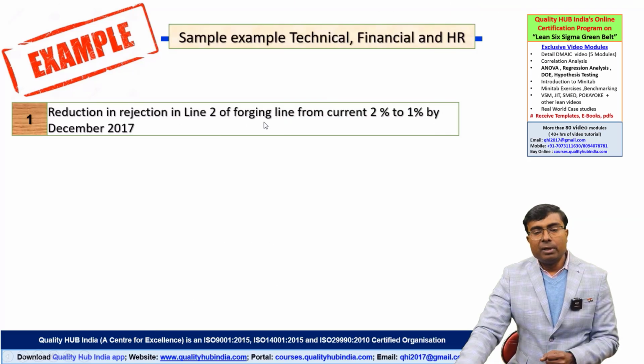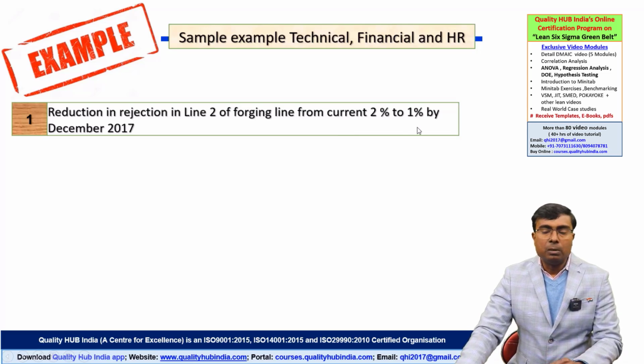It is also measurable because it clearly states from what level they want to go to what level: from 2% to 1%. So it's a measurable objective. Then it is also achievable, because going from 2% to 1% is very much achievable. It is also relevant to the business, and there is a time bound limit, that is December 2017. In this way you can make a clear-cut SMART goal.